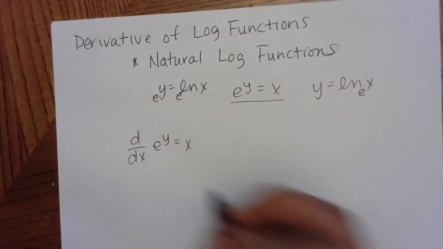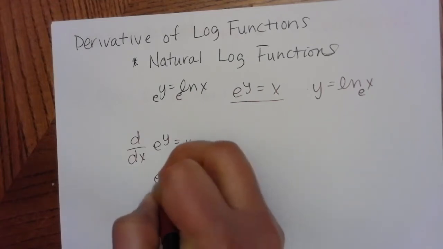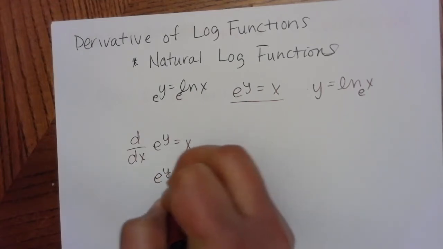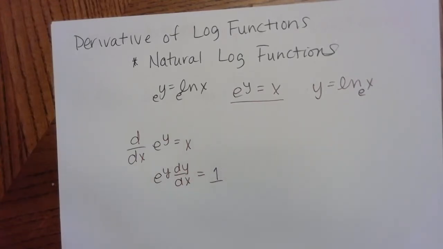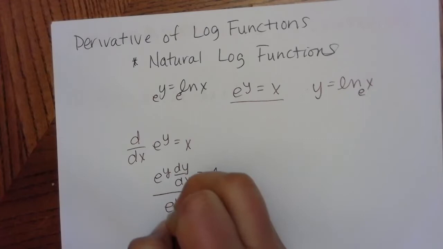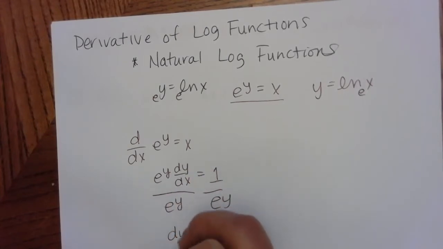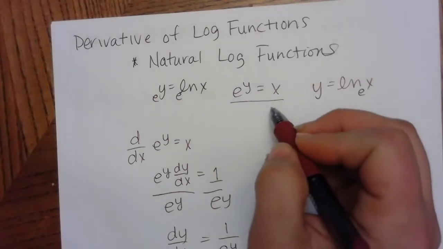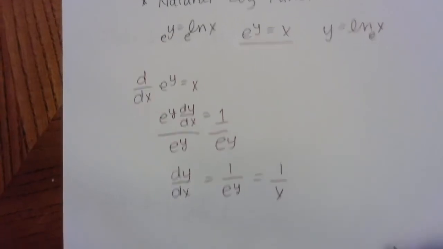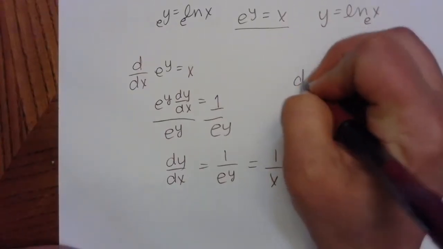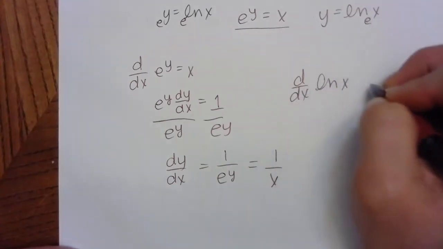When I do that, the derivative of e to the y is still e to the y, but then I took the derivative of y, so I tack on dy dx, and then the derivative of x on this side is just 1. Now if I solve for the derivative, which is just dy dx in this case, I'm going to divide both sides by e to the y, and I get my derivative is 1 over e to the y, and up here we said that actually e to the y was x. Oops, so that means that this is really 1 over x. So we have a new rule now that the derivative of the natural log of x is equal to 1 over x.